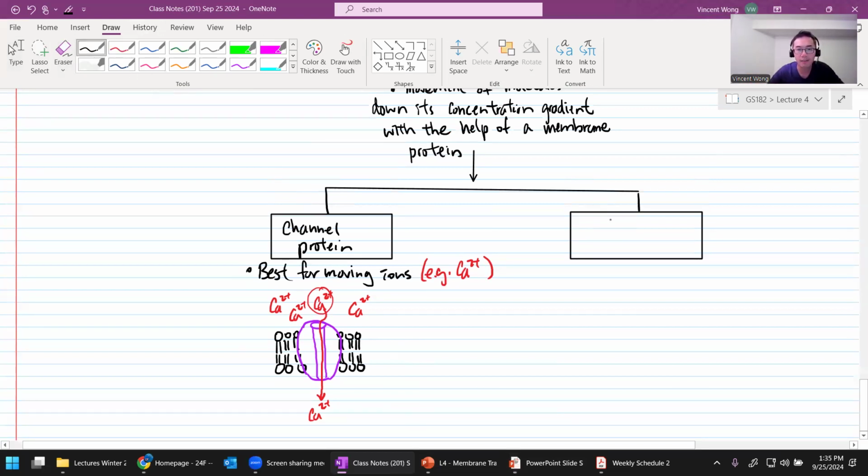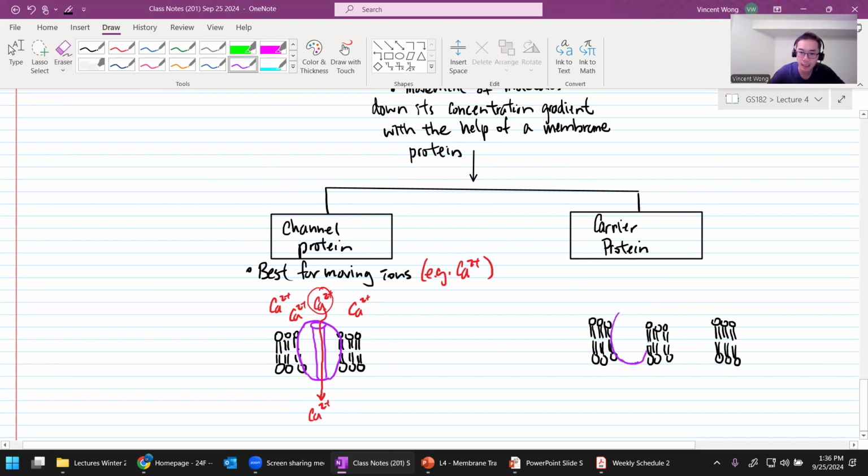And then we have carrier protein. Both of these are examples of facilitated diffusion. To facilitate someone is to help someone. So facilitated diffusion basically means the membrane proteins are helping these molecules to cross the membrane because they cannot do it by themselves. Okay, so I'm going to draw another one here. I'm just going to draw an extra one here as well. So it looks something like this.